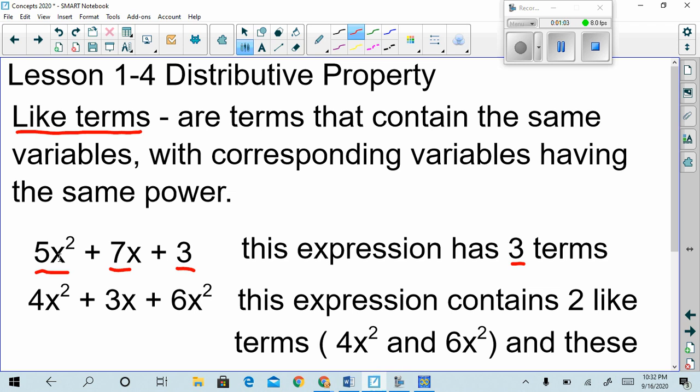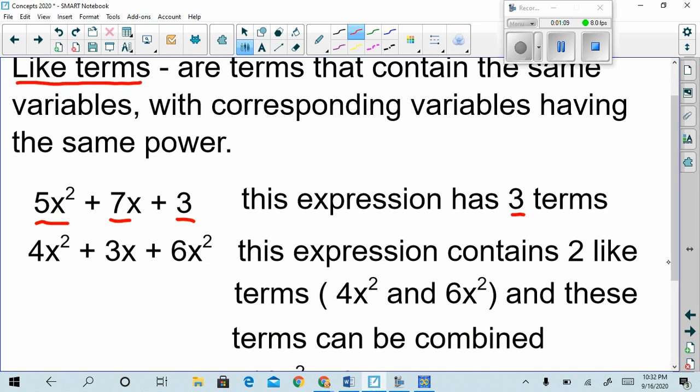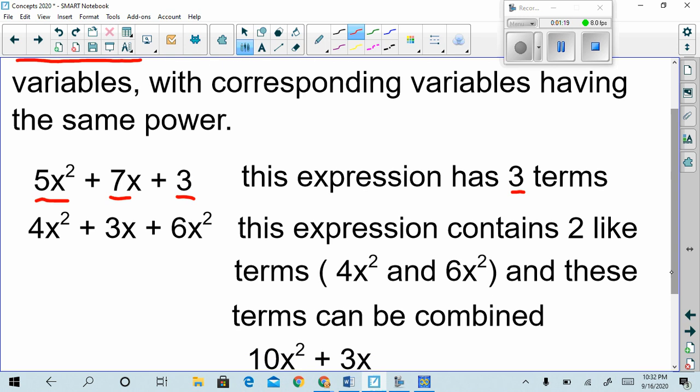not the same power. But looking at the second expression, we see we have 4x squared plus 3x plus 6x squared. This expression contains two like terms. Those like terms are my 4x squared and my 6x squared. Those two terms can be combined. Combine means add or subtract.